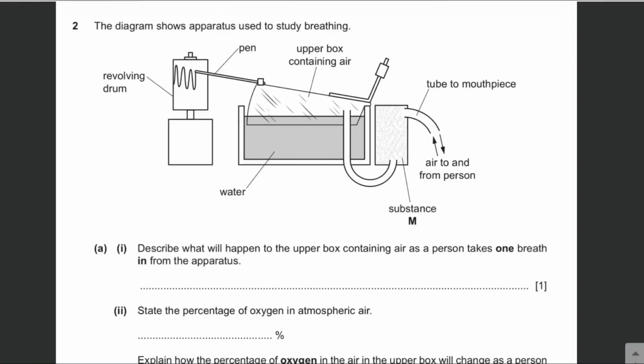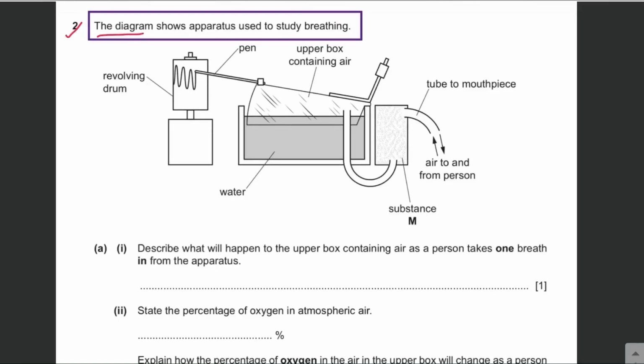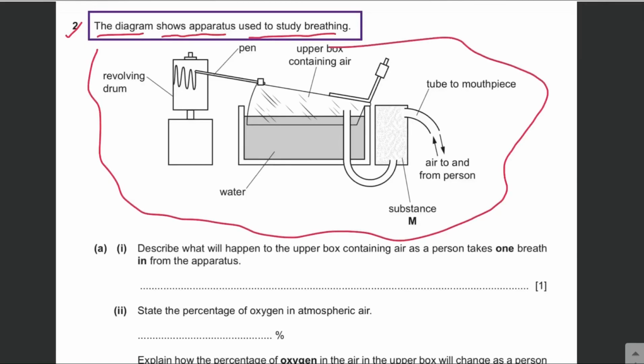In this video lecture, we will be discussing two difficult theory questions from breathing and respiration, which is a topic of O-level biology 5090. Let's start. The diagram shows apparatus used to study breathing. So guys, this is the apparatus that is used to study breathing.